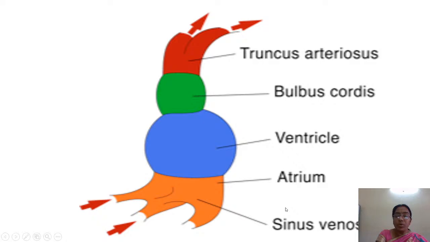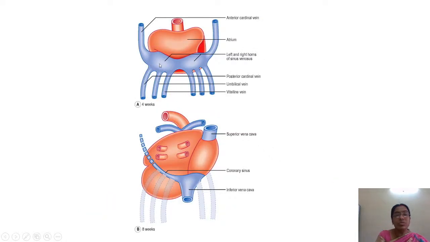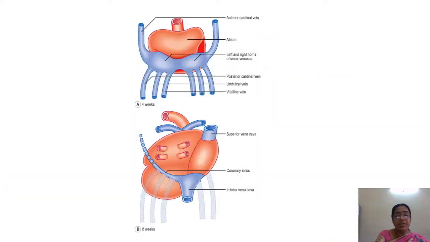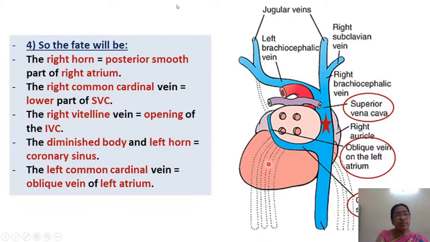So gradually, this is the sinus venosus. From the upper part, what you are seeing here is the cardinal vein. The right horn forms the smooth posterior part of your right atrium. So this is the right horn, and this is the left horn. The right horn of the sinus venosus gradually develops into the smooth posterior part.